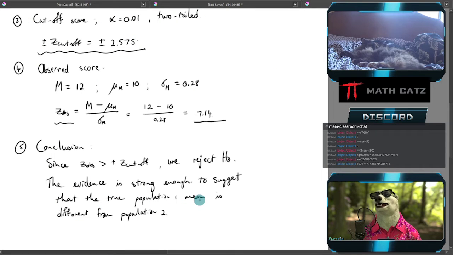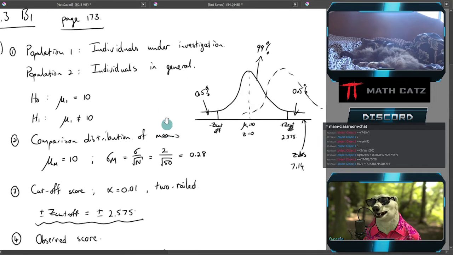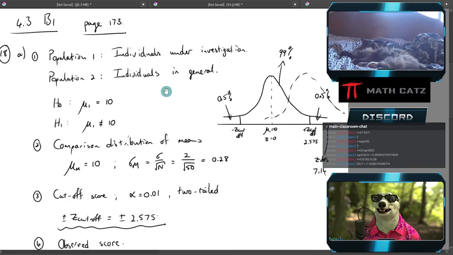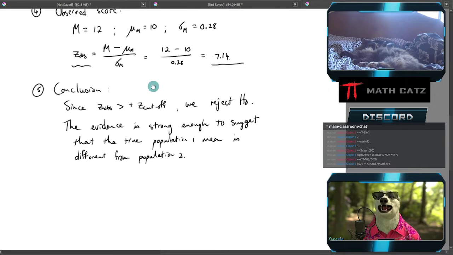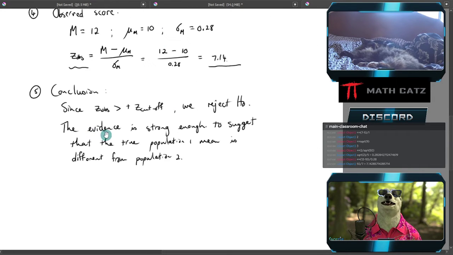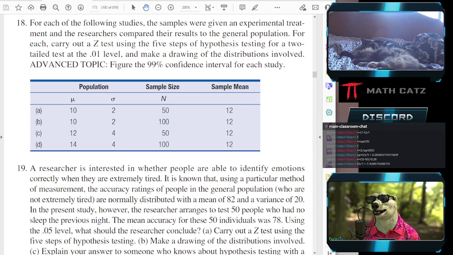We can phrase this in general with our populations, or add another sentence and say the evidence is strong enough to suggest that the experimental treatment has an effect and does in fact change whatever property we're measuring. They don't really say.